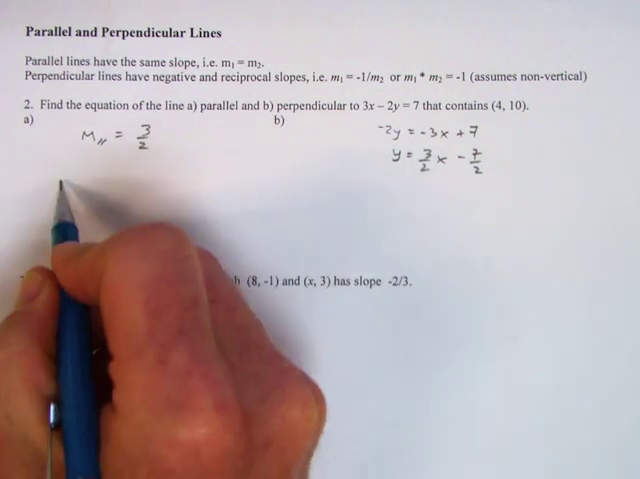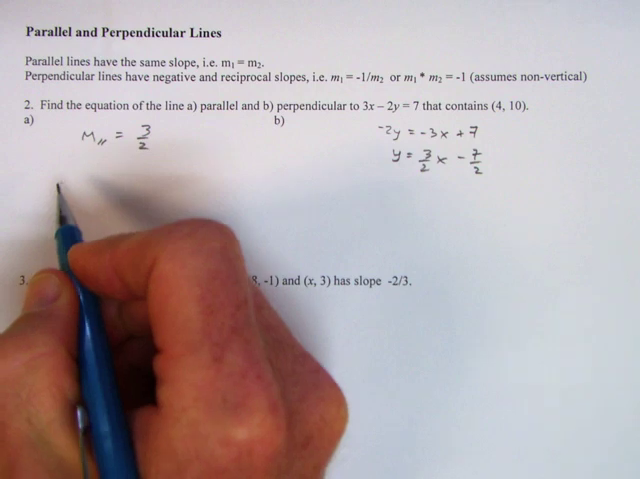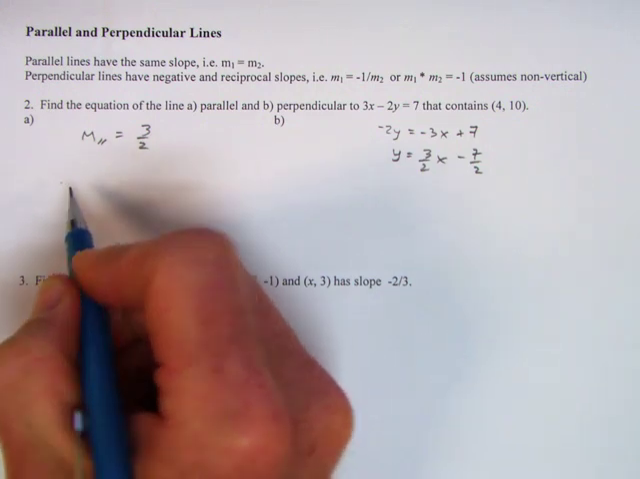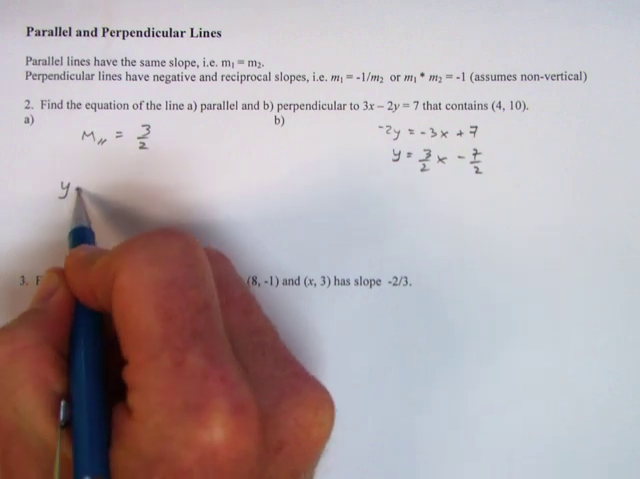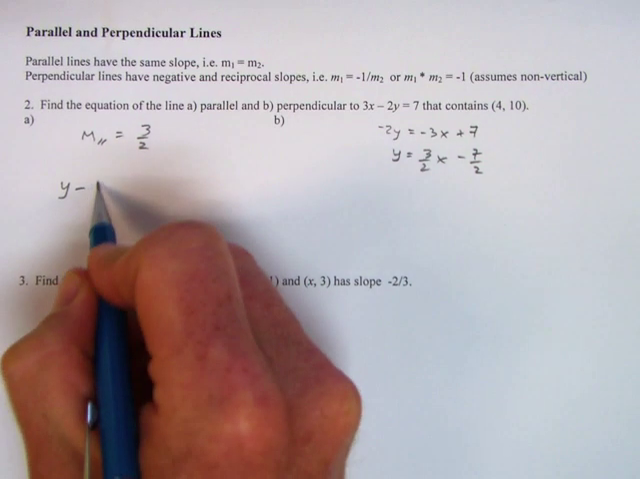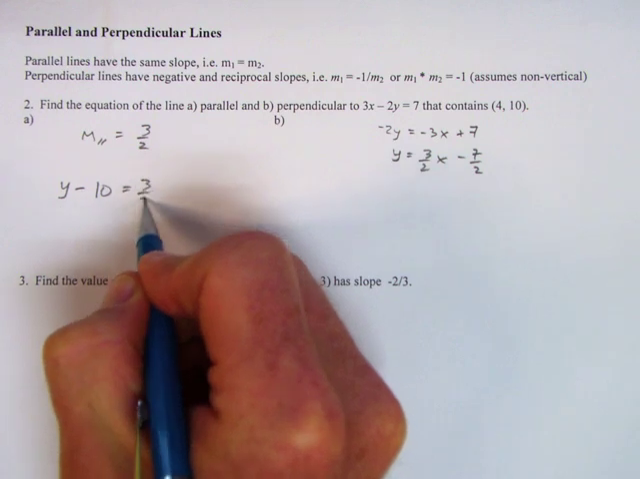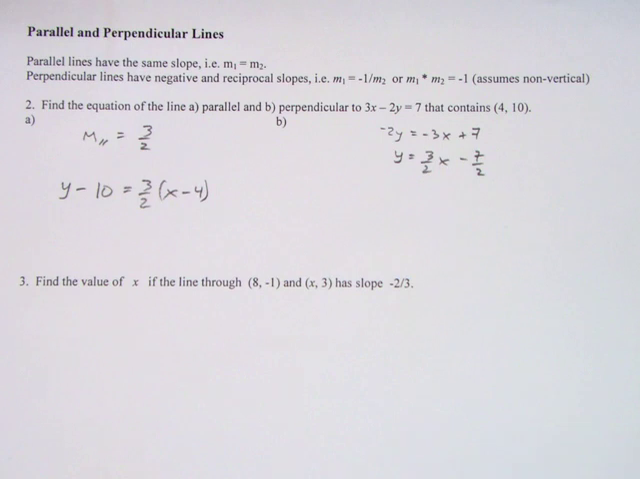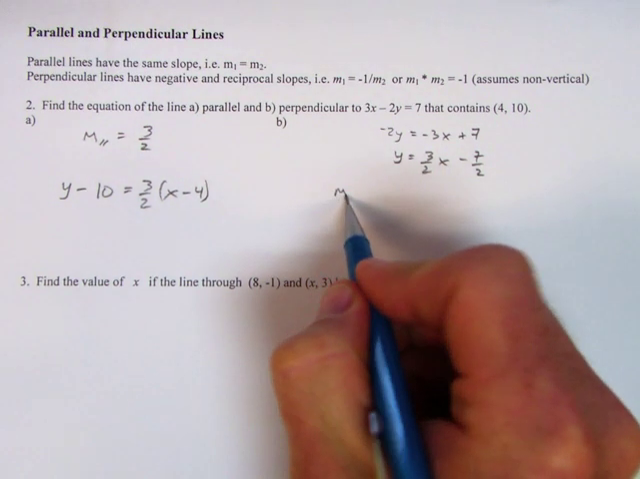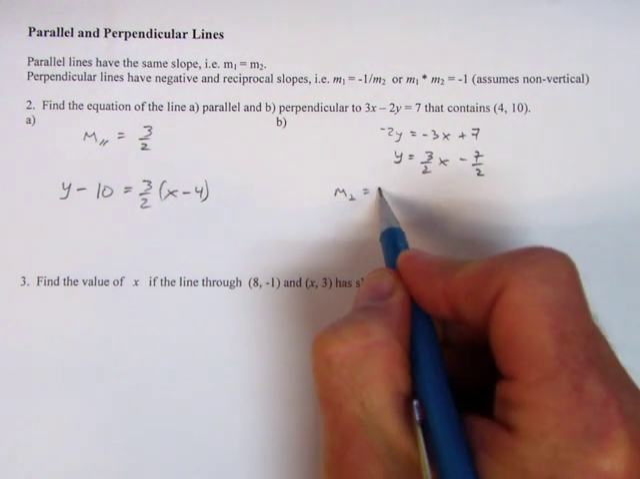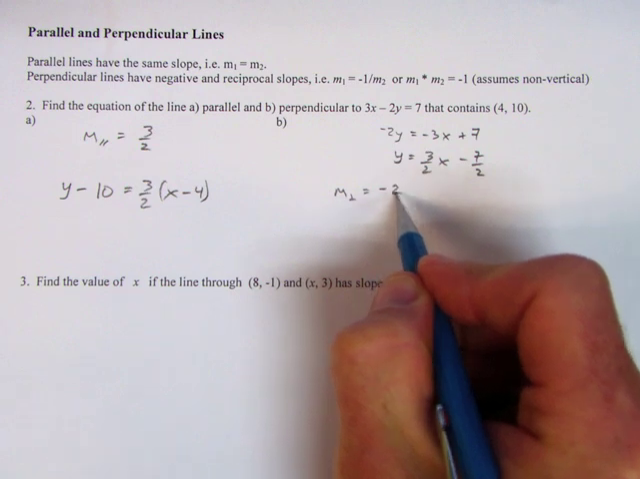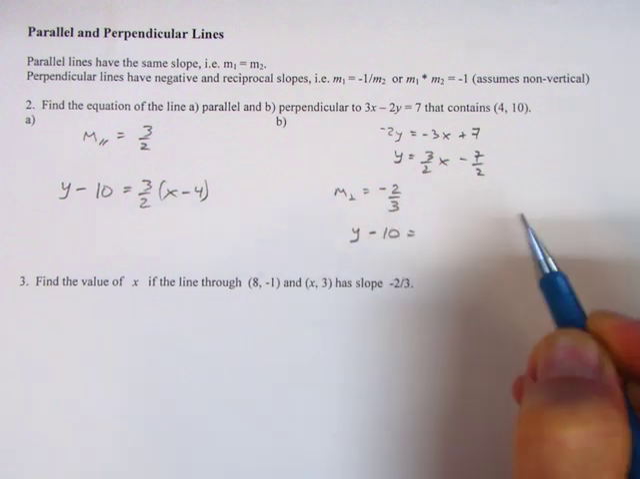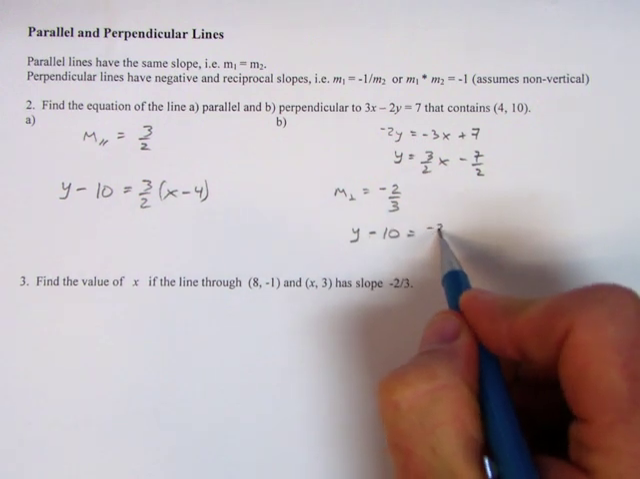What's our equation? What form are we going to use? We're going to use the point slope form, not the slope intercept. So we just plug it in. Y minus, what's the y value? 10 equals 3/2 times x minus 4. And we're done. The perpendicular slope would be opposite and reciprocal, so we'll change the sign and flip the fraction. So we'll have y minus 10, because again the point's the same, so it's the same y value, negative 2/3 times x minus 4.